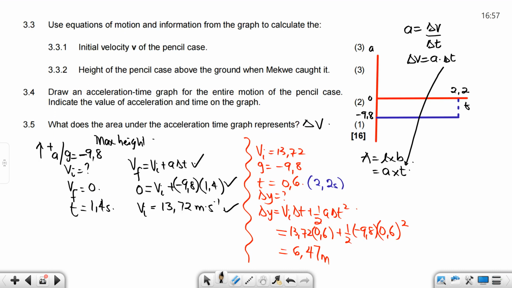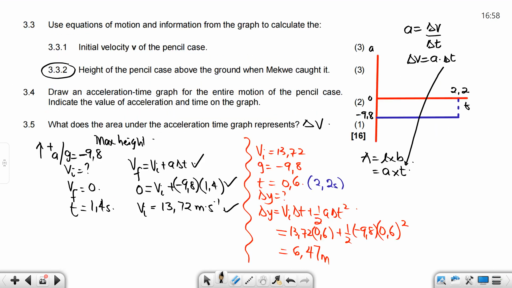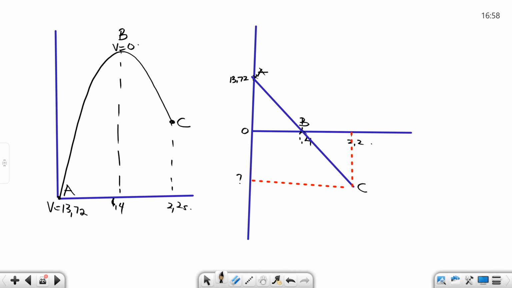We looked for the height. We check this. Height of the pencil case above the ground when Mekwe caught it, right? Okay, where did Mekwe catch this thing? Somewhere here, right? Good. Between A and what? C. All right, check this. Between A and C. Oh no. Okay, because I don't have that velocity there. I wanted to. Do you think we can calculate this velocity? No. We can. By using gradient.